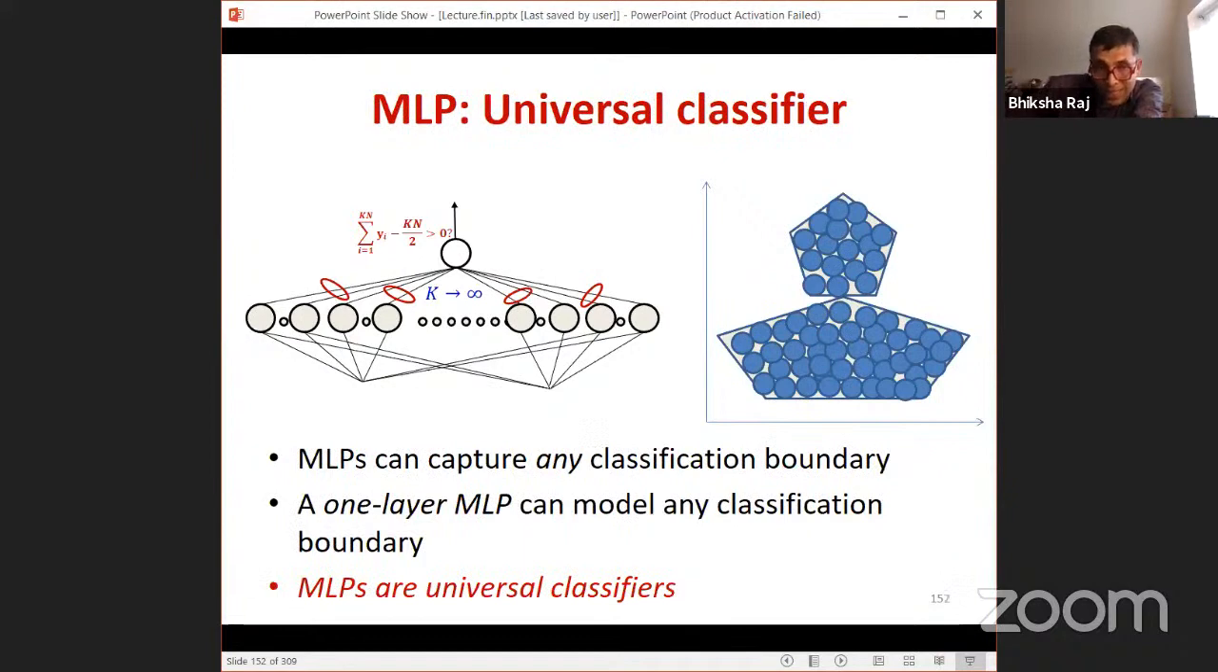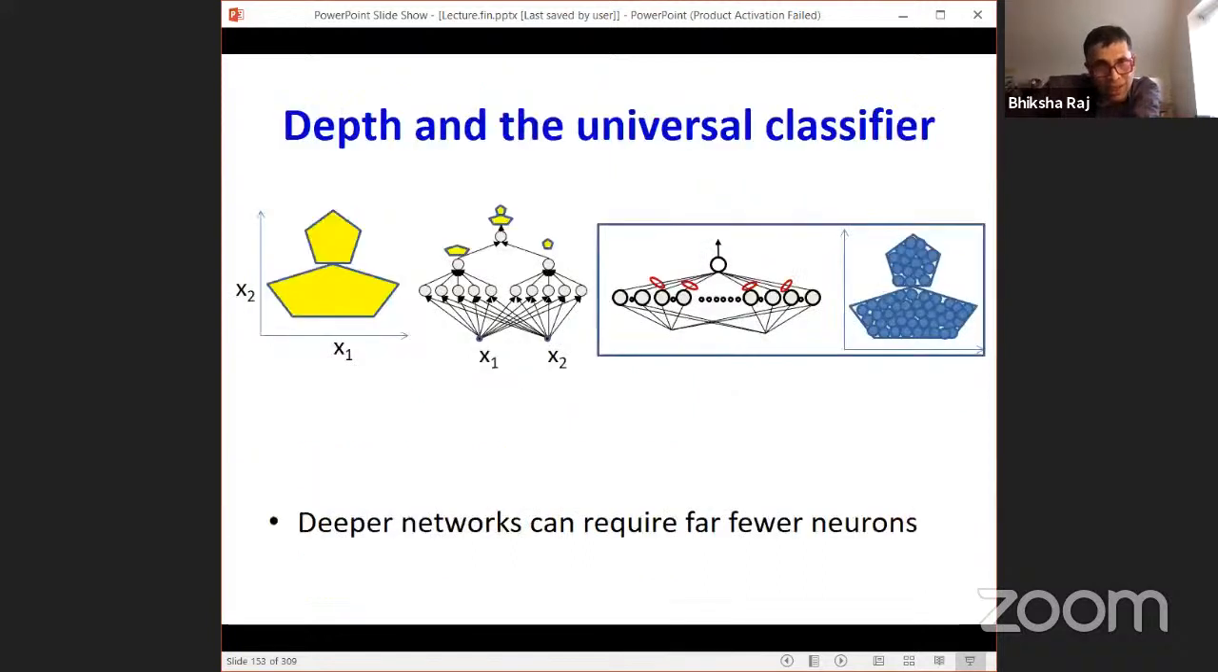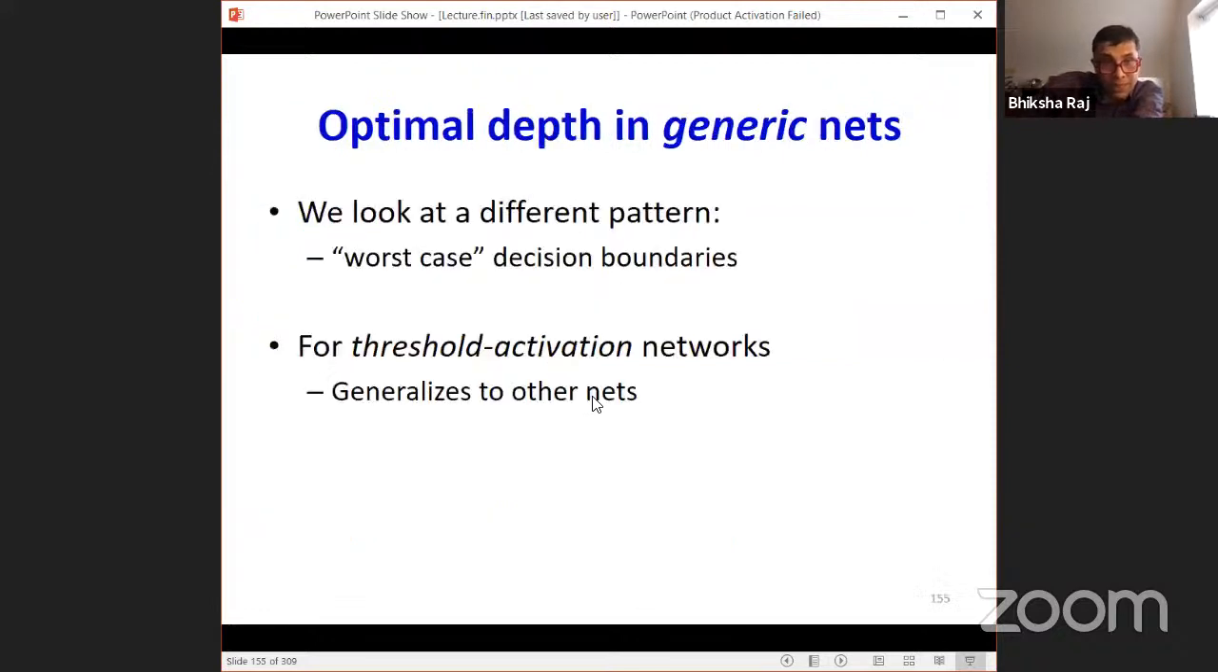So what this means is that a one hidden layer MLP can model any classification boundary, approximated to arbitrary precision. So a one hidden layer MLP is a universal classifier. But then here's what happened. Going from one hidden layer to something deep basically went from getting approximations with very, very large numbers of neurons to total precision with a very tiny number of neurons. So deeper networks can require far, far fewer neurons.